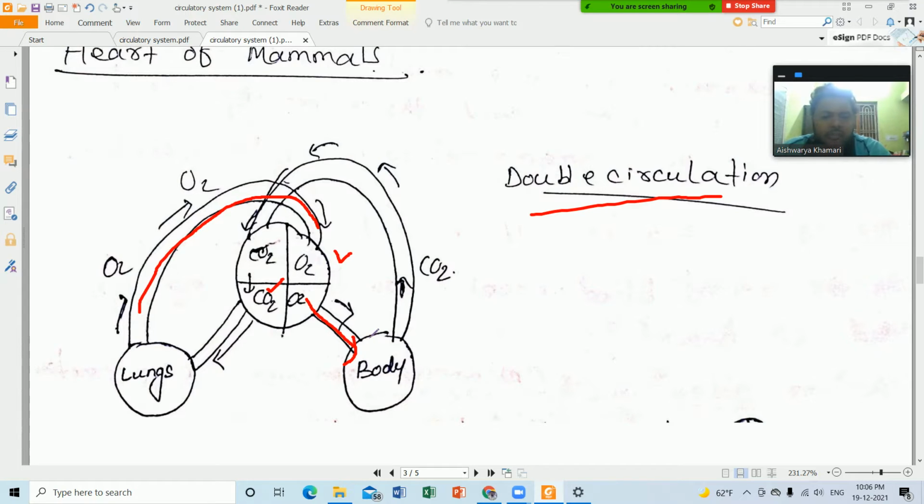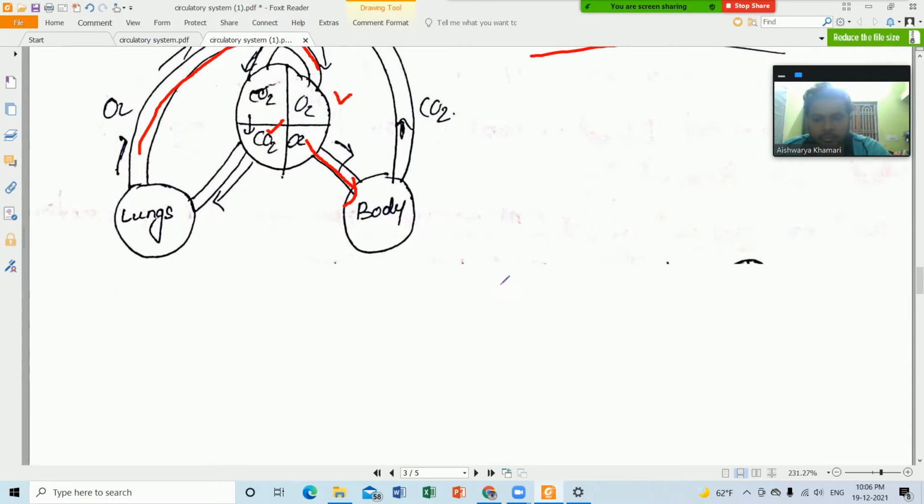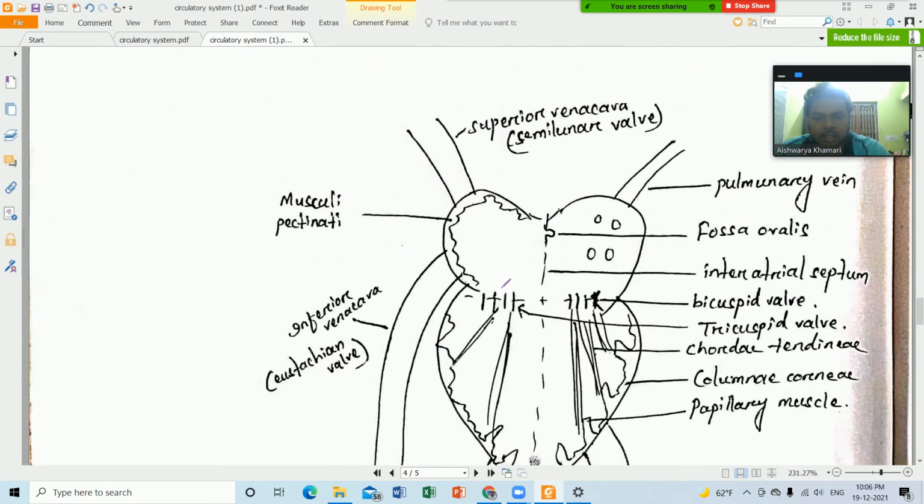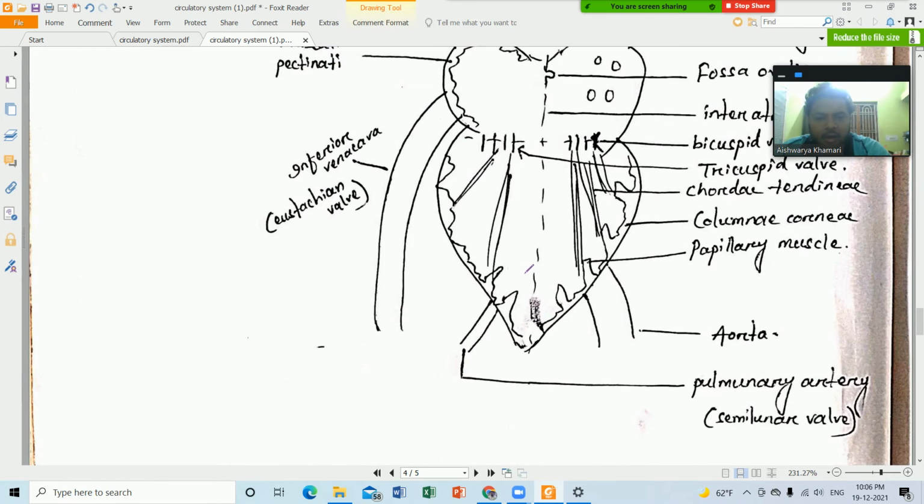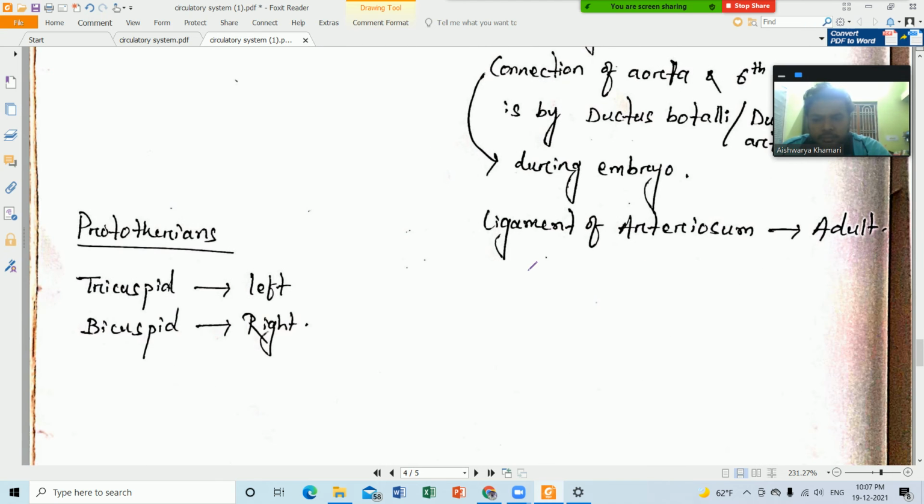distributed into the different parts of the body, so that oxygen is supplied to each and every tissue or cell of the body in the case of human beings. So that is the four chambered heart. As there is a presence of a four chambered heart, mammals are the most efficient ones. This is the detailed diagram of the heart.